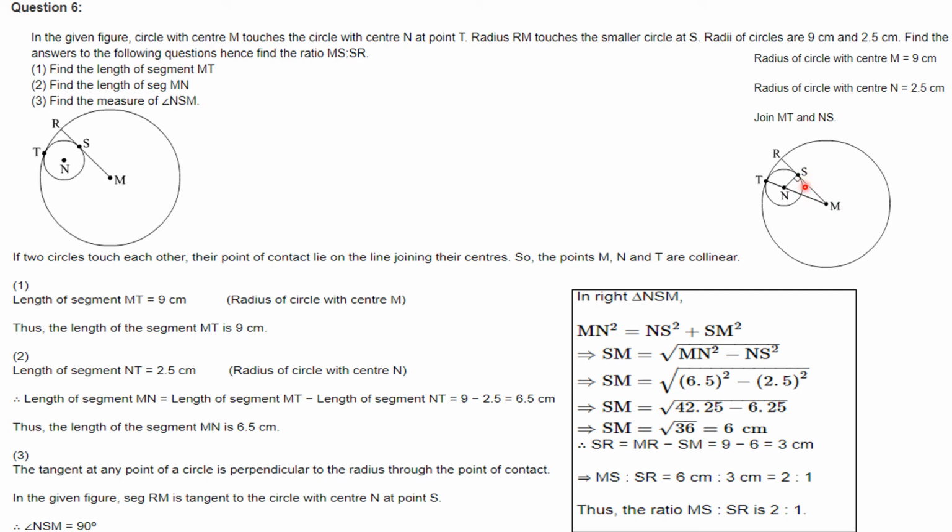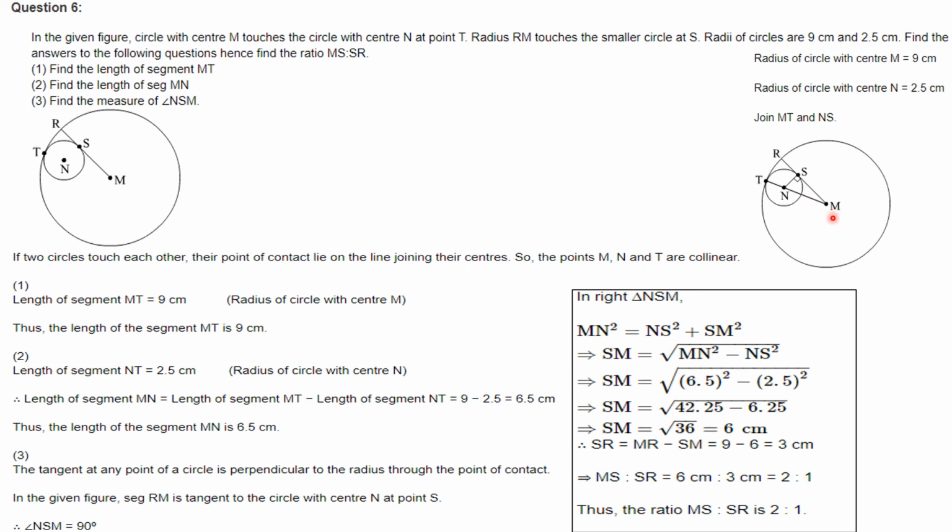Apply Pythagoras theorem in triangle NSM. MN square is equal to NS square plus SM square. NS you know is 2.5, MN you have 6.5, which is calculated here, and find out SM. SM is 6 cm. Right? Apply Pythagoras theorem in this triangle.